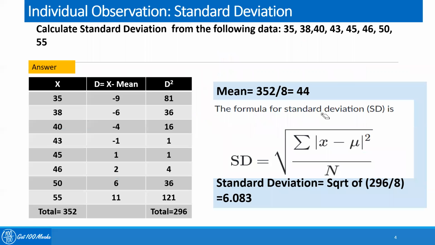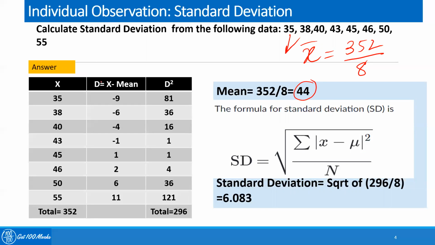These are different pictures which give you an idea of the meaning of mean and standard deviation. Now, how do we calculate standard deviation for individual observations? Let's see an example. Calculate the standard deviation from the following data: 35, 38, 40, 43, 45, 46, 50, 55. There are a total of 8 observations. This is called individual observations; there is no series of data given. The first thing for calculating the standard deviation is to find the mean, which is the sum of all the values. Here the sum is 352, divided by the number of observations, 8, and the mean is 44.